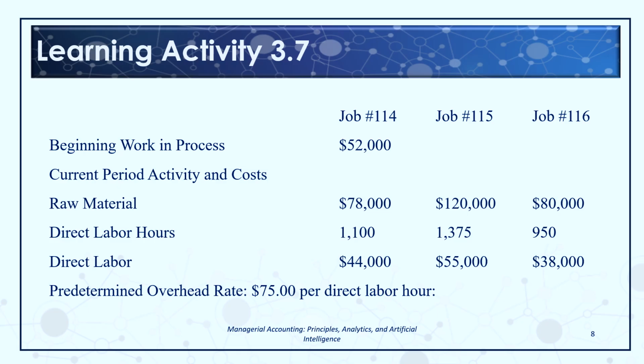Your task is to compute the cost applied to job number 115 and record journal entries for applying raw materials, applying direct labor, applying overhead, and moving the job to finished goods. Then you will record journal entries to record the sale and cost of goods sold. Finally, you will compute profit on job number 115. This is a great practice problem because it combines cost flows, overhead application, and journal entries.